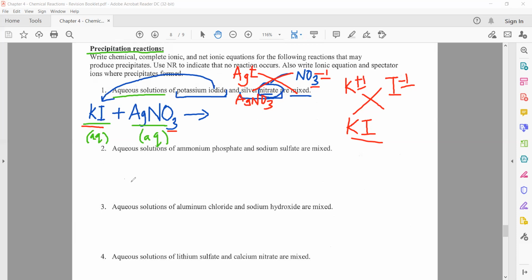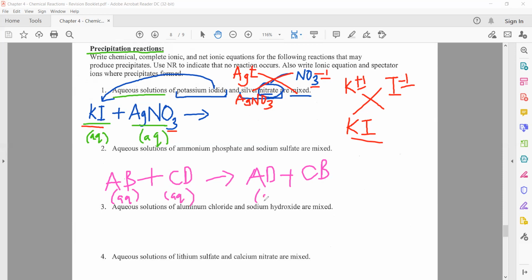We know that the formula for precipitation reactions, and I write it here, is AB plus CD gives us AD plus CB. That's the general formula. And in this, all of them are aqueous except one. That one is usually the precipitate, the undissolved solid substance that's left behind.